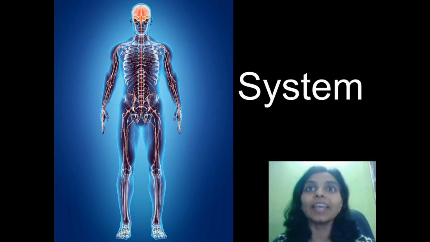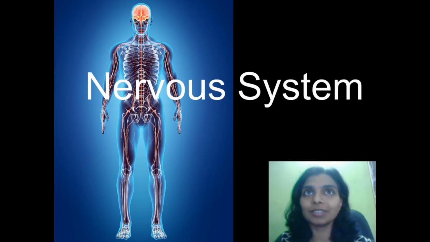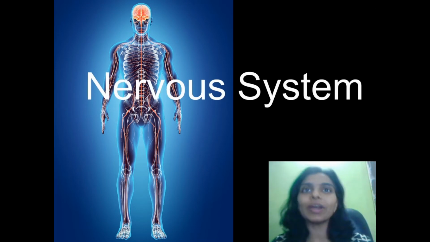Hi kids! In this video, we are going to learn about yet another important organ system of our body. You've already learned about the skeletal system as well as the muscular system. So in this video, we are going to learn about the organ system which controls all the other organ systems of our body, and that is the nervous system. Let's go into the video and discover what we are going to learn in this video.